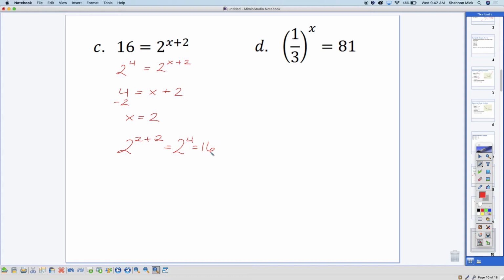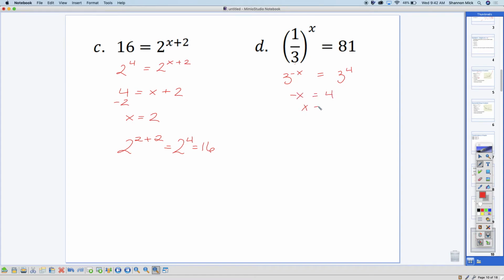Okay, 1/3 and 81. I would do everything possible to go to 3, right? So 3 times 3 is what? 9. And 9 squared is 81. So it'd be 3 to the what? 4. And then what do I have to do with this fraction over here? Make it a negative. So it's 3 to the negative x. And so negative x equals 4.